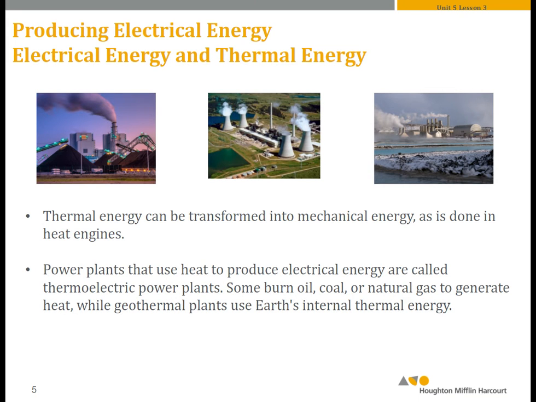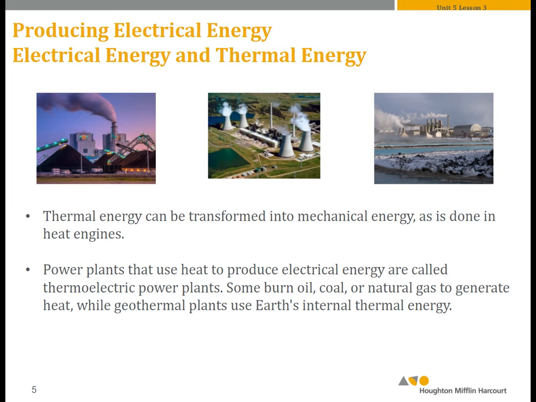So power plants that use heat or thermal energy, the generation of thermal energy and transfer of it to produce electrical energy, are called thermoelectric power plants. All three of these power plants that we see are various kinds of thermoelectric power plants. Some of them will burn oil or coal. In the US, we have a lot of coal burning power plants. A lot of our energy comes from coal. We can also burn natural gas, and these can generate heat. You can burn natural gas directly in your home to generate heat.